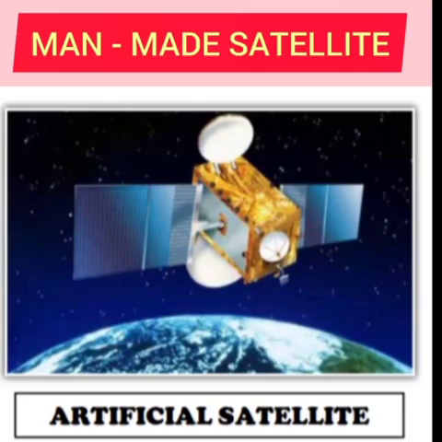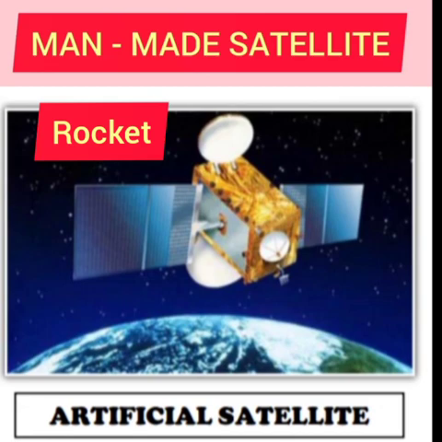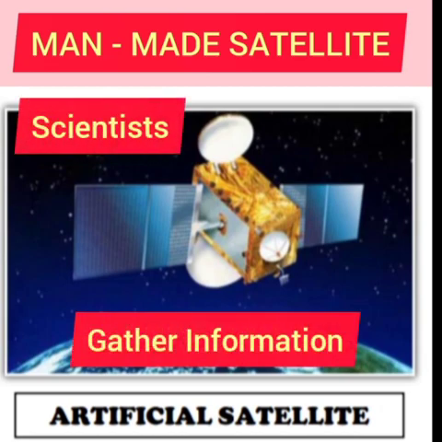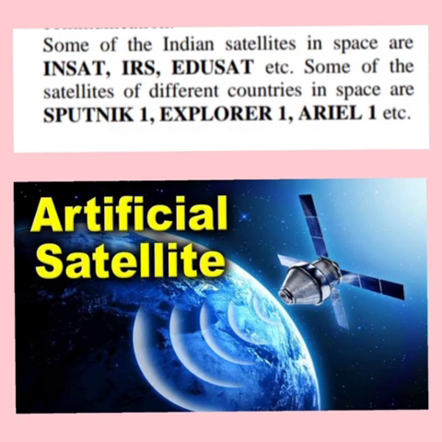Man-made satellite, that is artificial satellite. There are a number of artificial or man-made satellites which are carried by a rocket and placed in the orbit around the earth. They are designed by scientists to gather information about the universe or for communication. Some of the Indian satellites in space are INSAT, IRS, Educational Satellite, etc. Some of the satellites of different countries in space are Sputnik 1, Explorer 1, Ariel 1, etc.